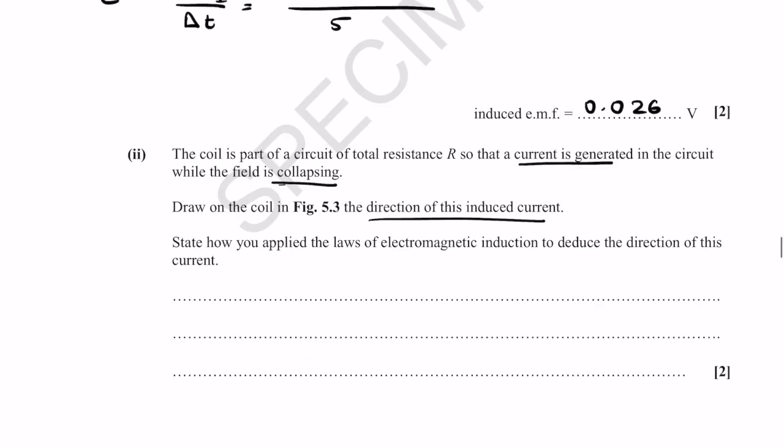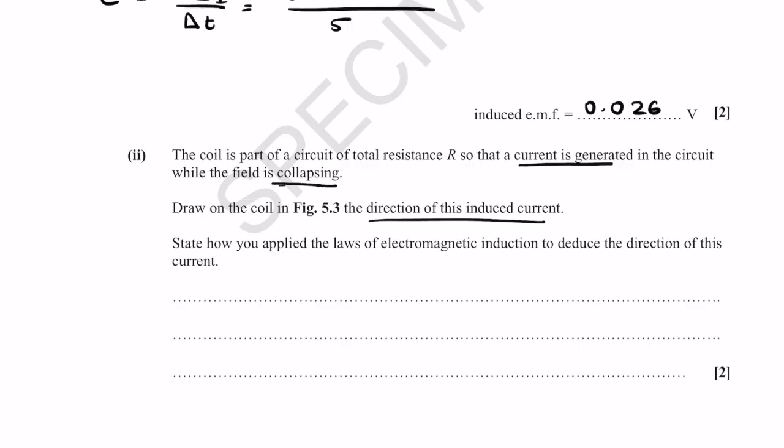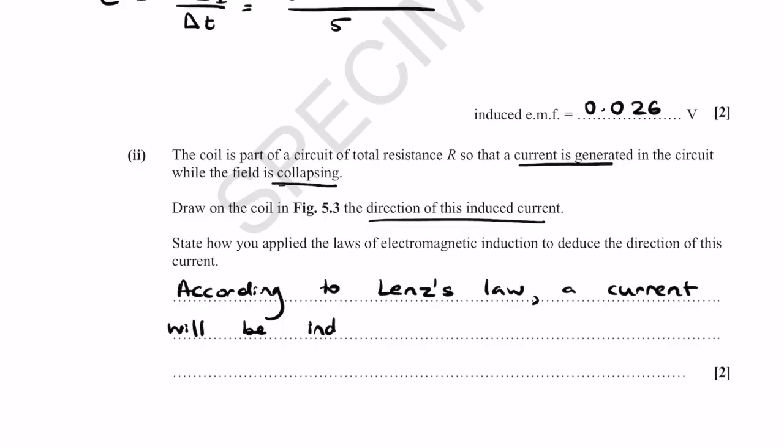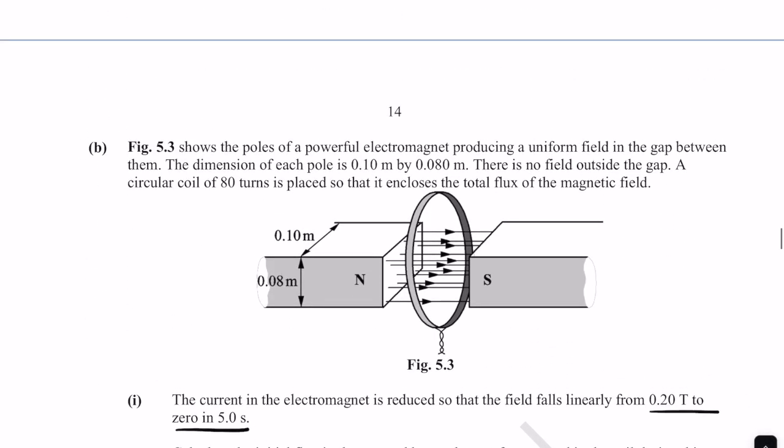So we have to think about two laws. Number one is Lenz's law. According to Lenz's law, a current is generated to oppose the change in the magnetic field. In this case, because the field is collapsing, it would increase the magnetic field. So let's write that down first. Okay, now let's look at the diagram and understand how that would work.